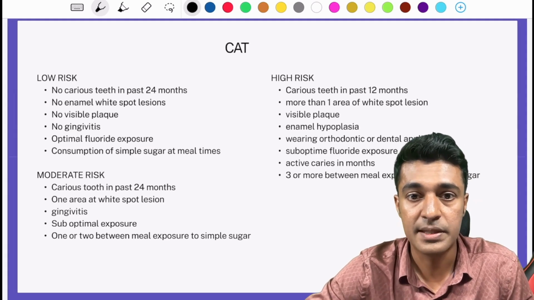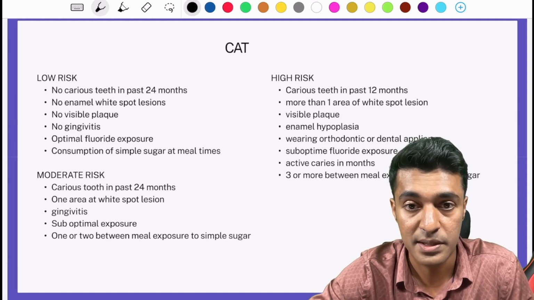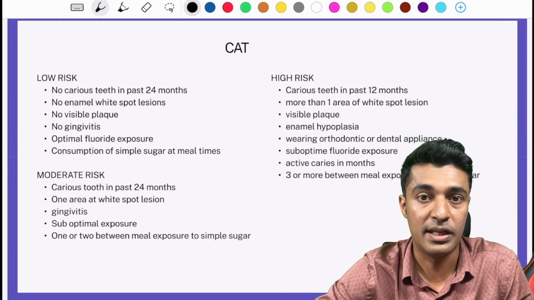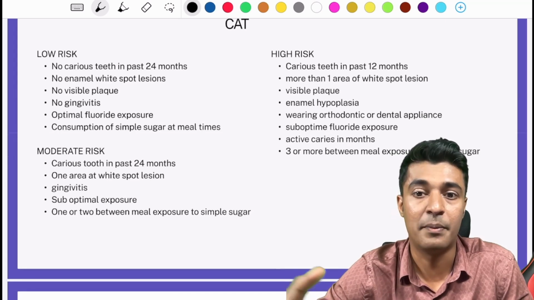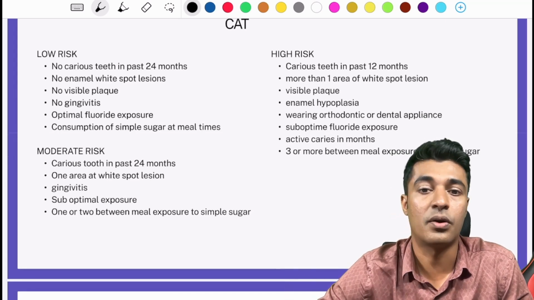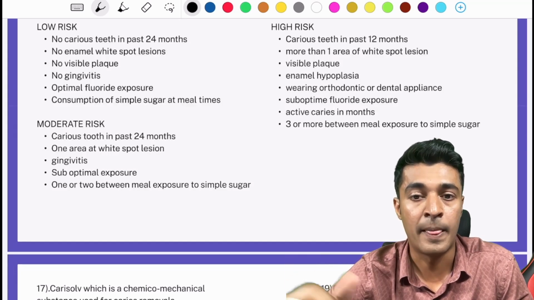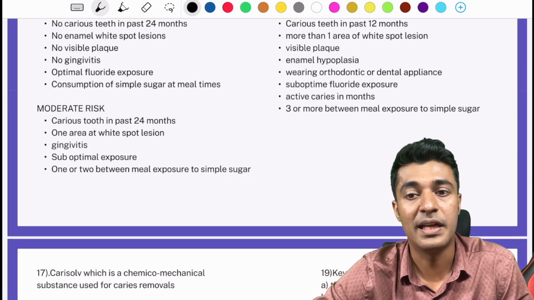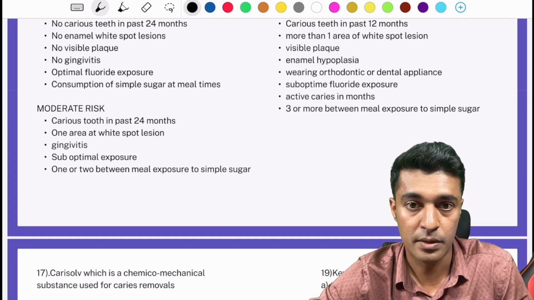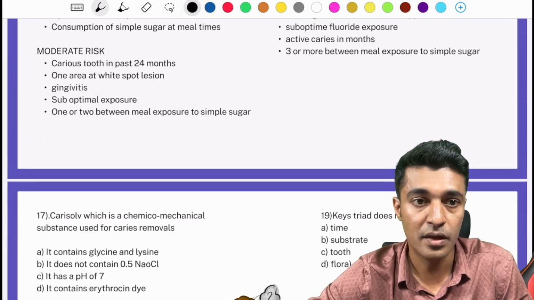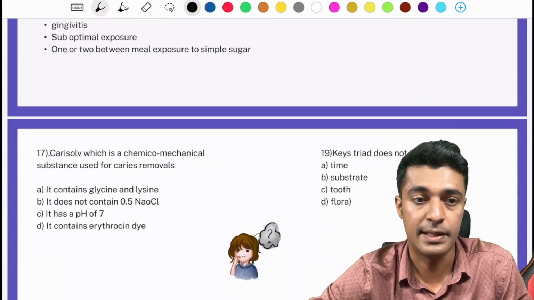High risk patients include caries in the past 12 months, more than one area of white spot lesion, visible plaque, enamel hypoplasia, wearing of an orthodontic appliance, suboptimal fluoride exposure, active caries, and three or more between-meal exposures to simple sugar. So just remember that: low risk, moderate risk, and high risk.